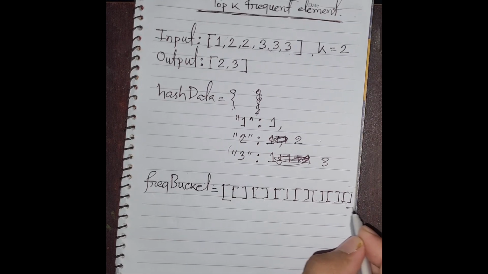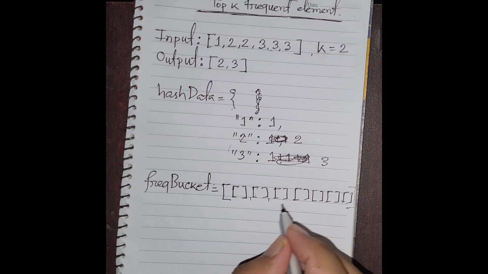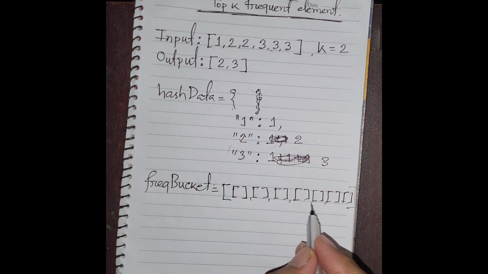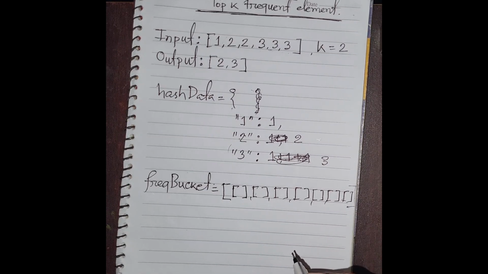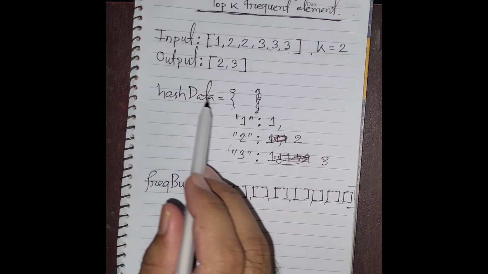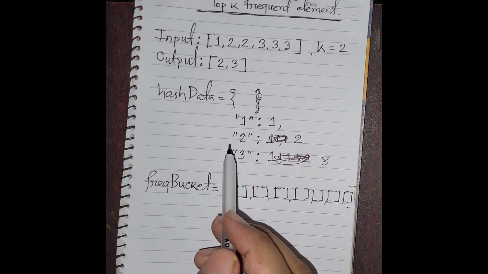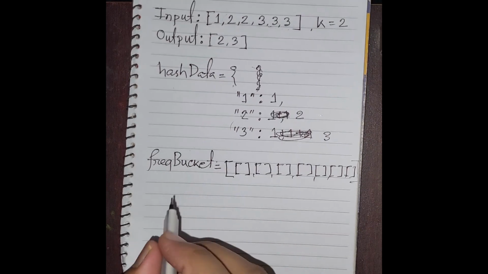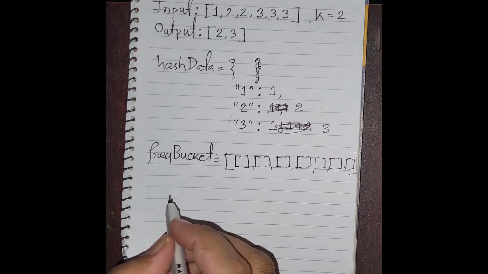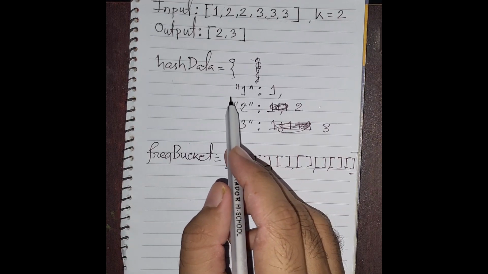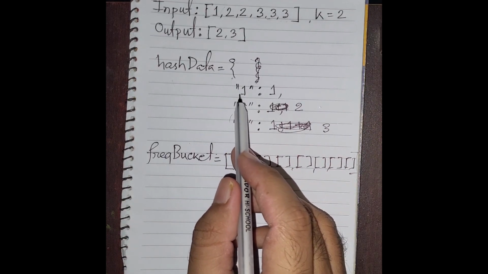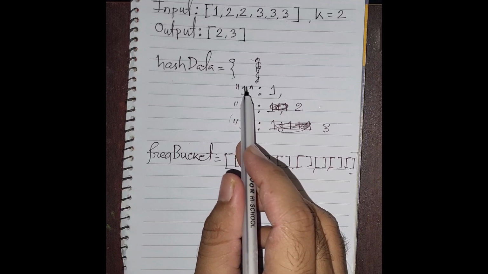Okay, 7 empty arrays like this. Okay, great. Now, I will simply run a loop through my hash map. Okay, let's do that. So if I run a loop through my hash map, the first value I will get is 1, the first key, I mean.